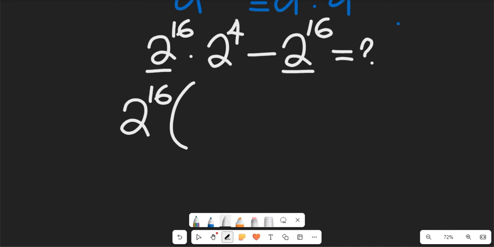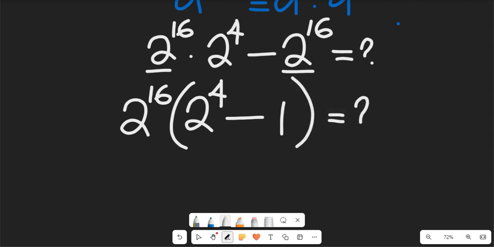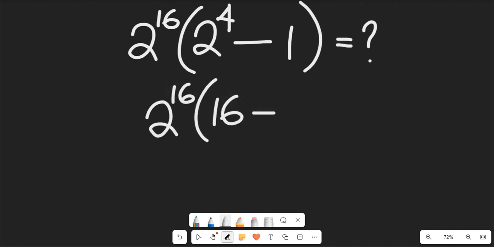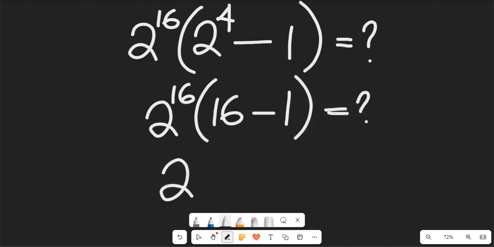2 to the power of 16 will cancel out 2 to the power of 16. I'll be left with 2 to the power of 4 minus 2 to the power of 16 divided by 2 to the power of 16. That will be 1, and this will give me what? Good. Now from that expression, remember that 2 to the power of 4 from our initial expression will give us 16. So we'll have 2 to the power of 16 multiplying 16 minus 1. This will give us what solution? 2 to the power of 16 will now be multiplying 16 minus 1, which will give us 15.